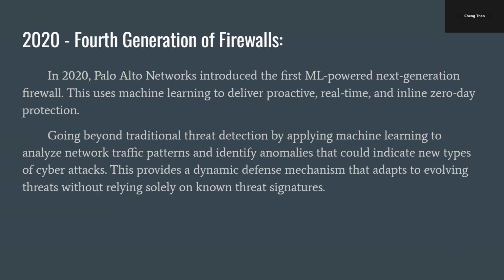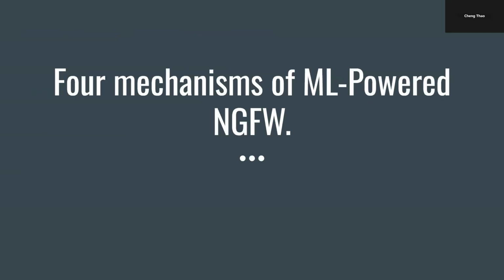2020 was the start of fourth generation firewalls, or at least in recent news. In 2020, Palo Alto Networks introduced the first ML-powered next generation firewall. This uses machine learning to deliver proactive, real-time, and inline zero-day protection. Going beyond traditional threat detection by applying machine learning to analyze network traffic patterns and identify anomalies that indicate new types of cyber attacks. This provides a dynamic defense mechanism that adapts to evolving threats without relying solely on known threat signatures.